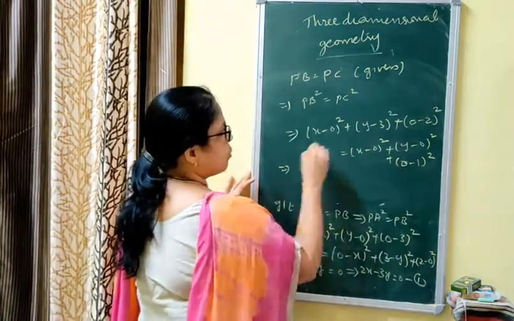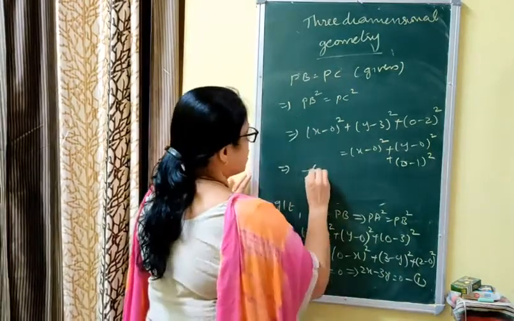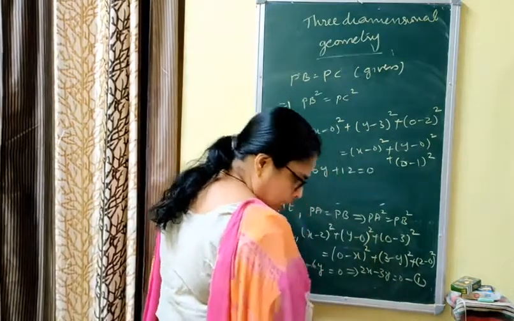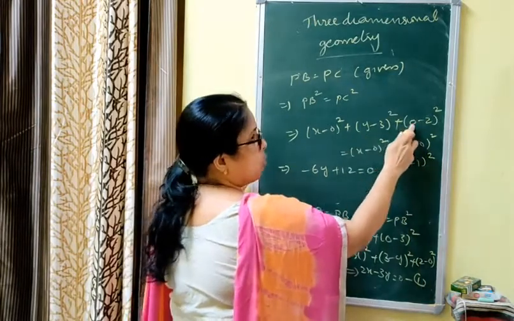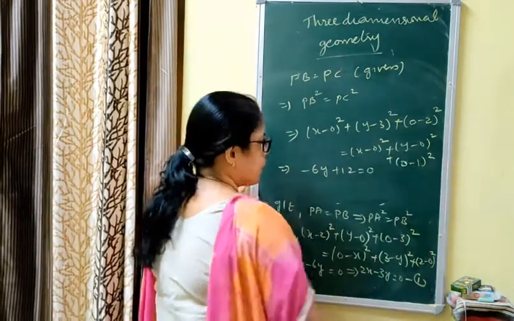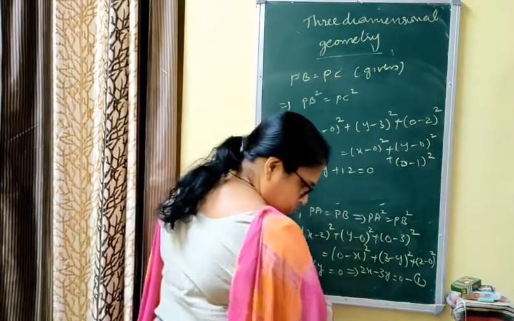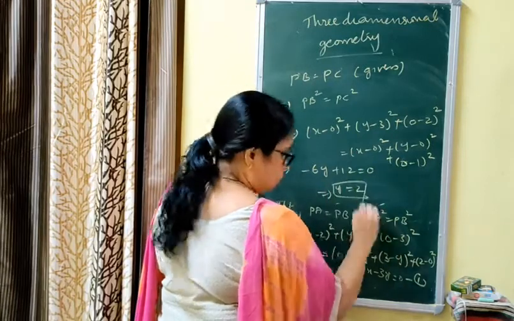Now all the x square plus y square get cancelled. If you solve it, you will get minus 6y plus 12 is equal to 0. That is, once again: x minus 0 whole square plus y minus 3 whole square plus 0 minus 2 whole square equal to x minus 0 whole square plus y minus 0 whole square plus 0 minus 1 whole square. Simplification will give minus 6y plus 12 equal to 0, which implies y equal to 2. That means you got y equal to 2.